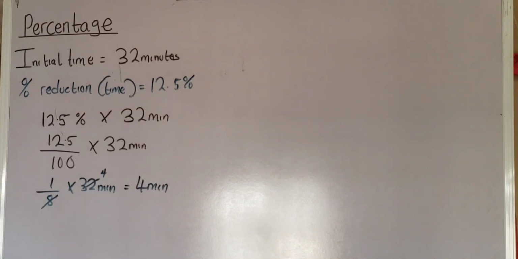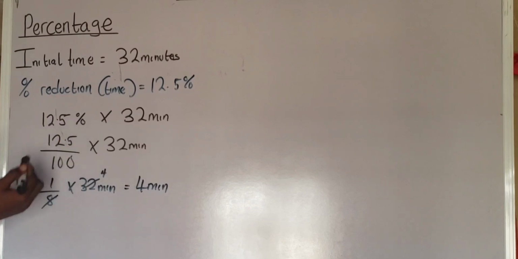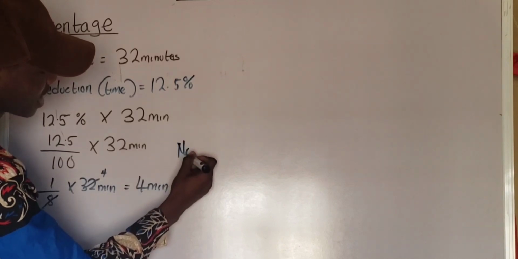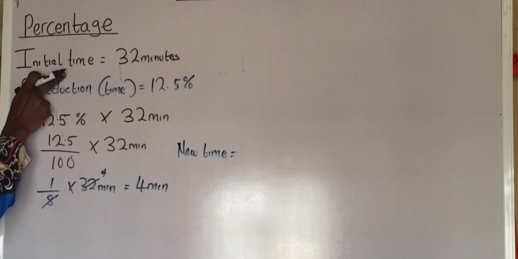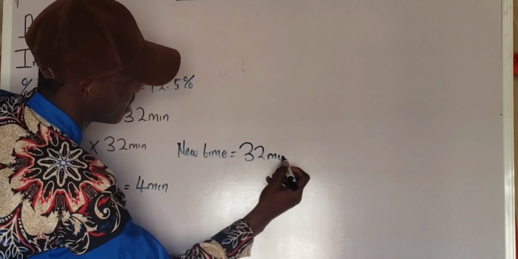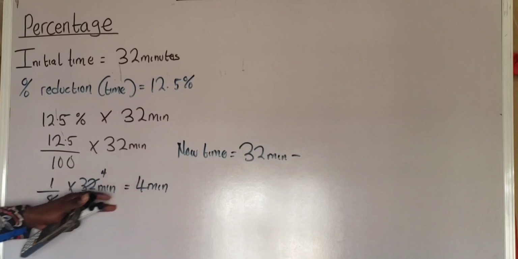We are told to determine the new time when a new tool is employed. Now this is the time which is reduced when a new tool is being used. So to determine the new time, let me call it new time, it is equal to the initial time, which is 32 minutes, minus the actual time that it takes to reduce.